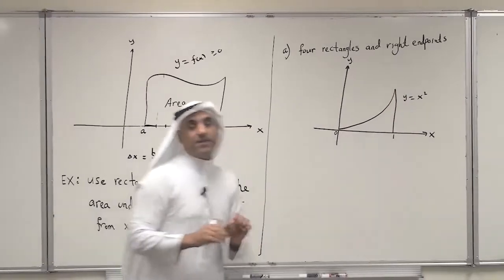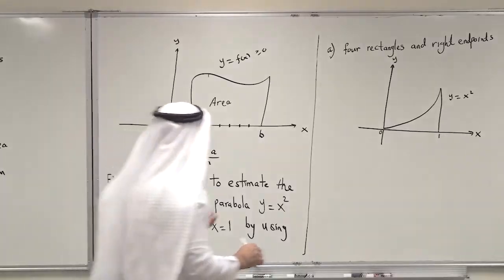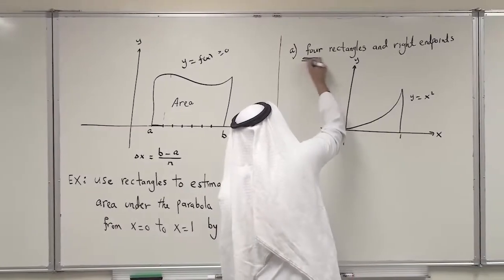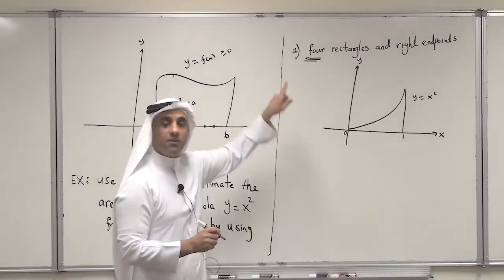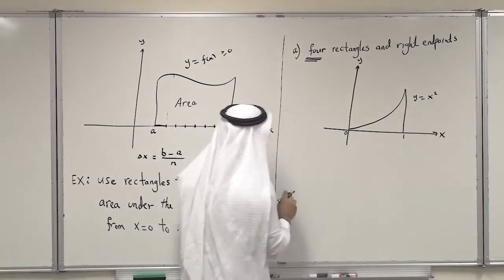But in this example, he said only estimate the area by using rectangles. In order to estimate, I need to control the number of rectangles. How many rectangles do I need to form? He said you need to use 4 rectangles for the time being. Okay, how to form these rectangles?